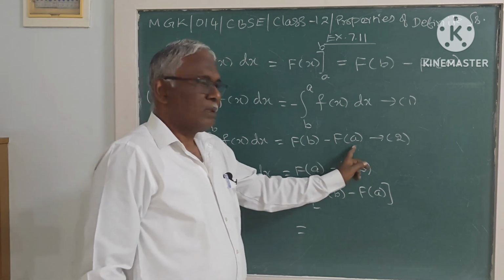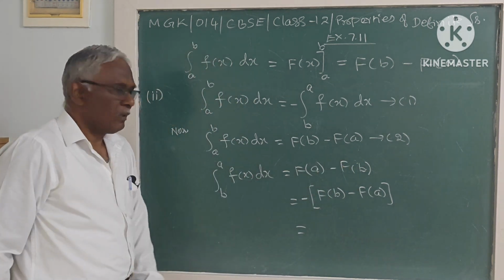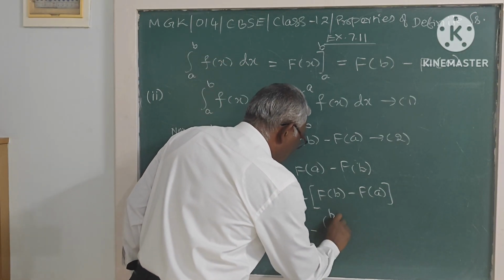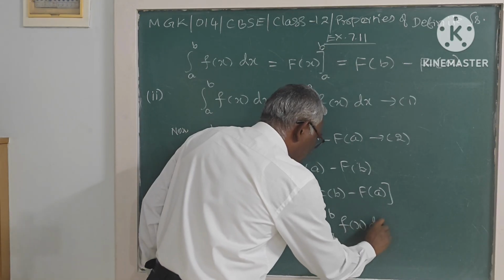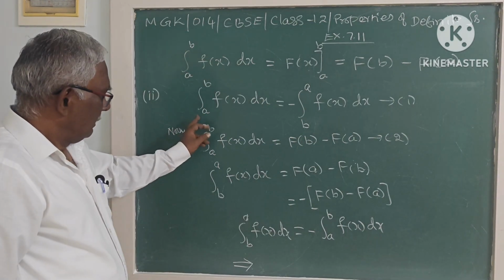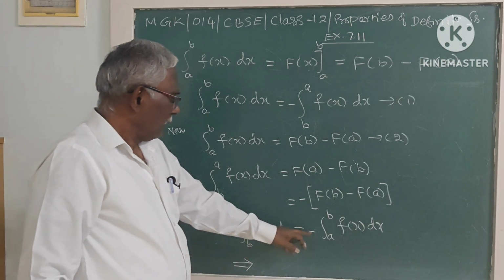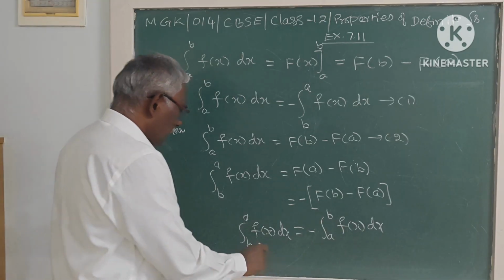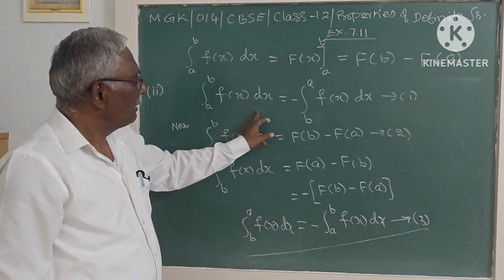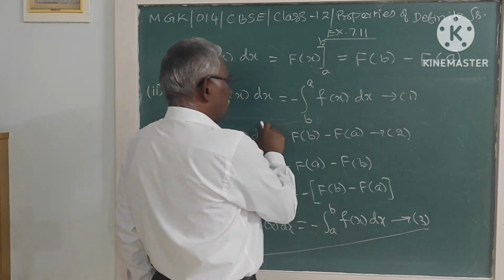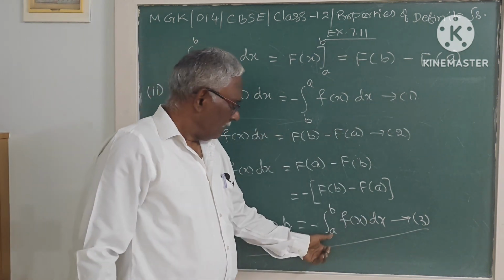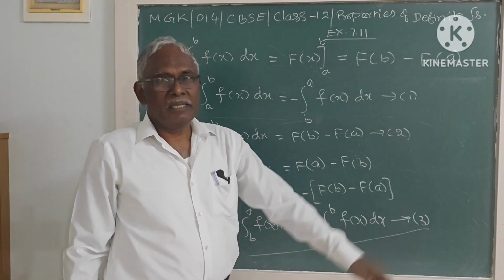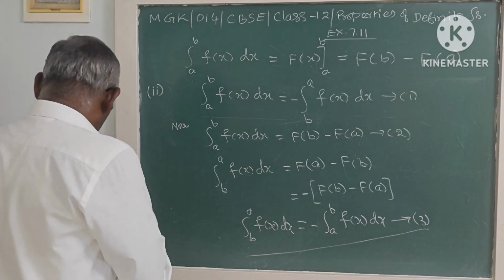What is F of b minus F of a? That is nothing but integral a to b f of x dx. So integral b to a f of x dx is minus integral a to b f of x dx. Now multiply both sides by minus 1, and we get the first one: integral a to b f of x dx is equal to minus integral b to a f of x dx. Hence, we have proved it.